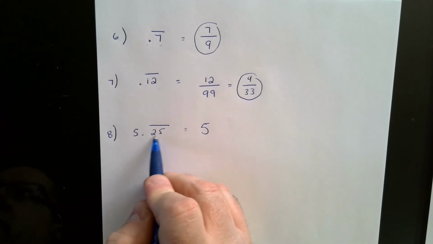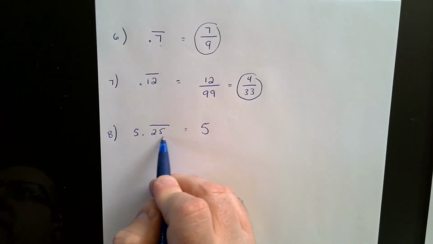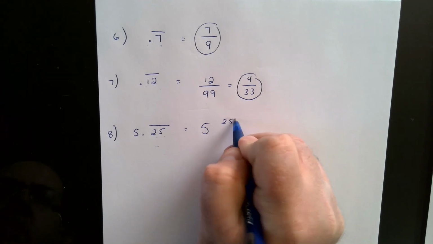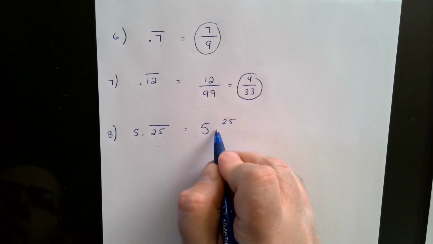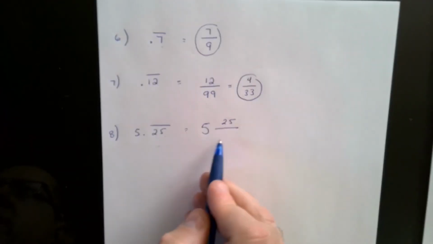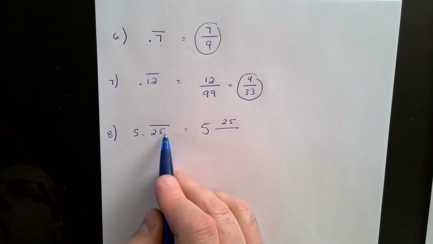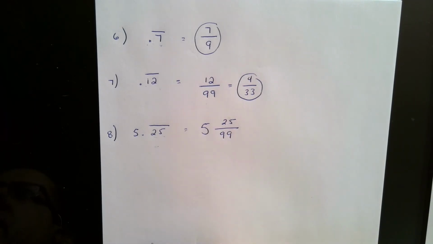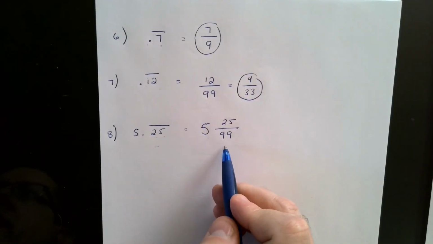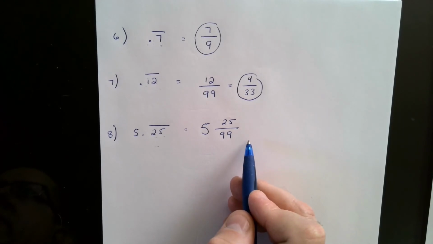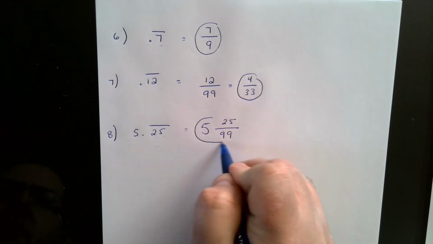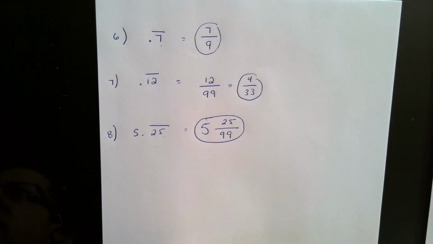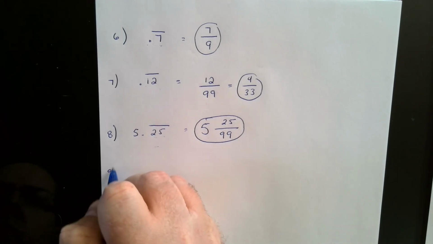Behind the decimal, what we're going to look at, there are two spots. The 25 is going to go on the top, and that's all going to go over not zeros because we have the repeating bar. There are two spots repeating, so we're going to go with two 9s. So we end up with 5 and 25/99. We do need to see if this will reduce. Hopefully you checked that and saw that this does not reduce, and that is my final answer: 5 and 25/99.